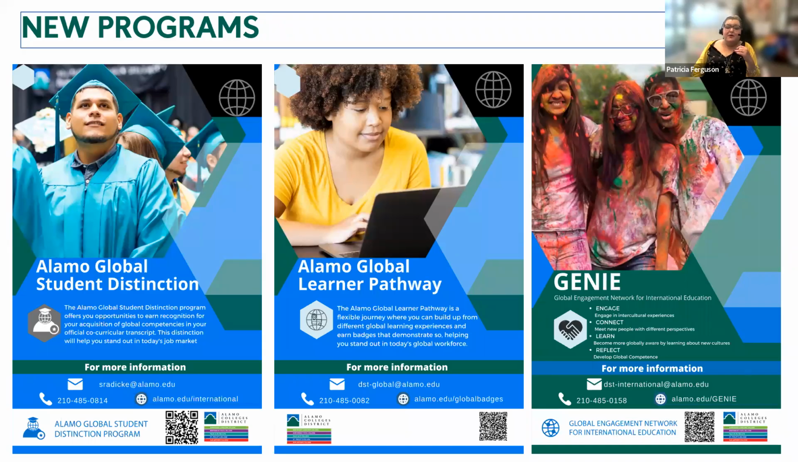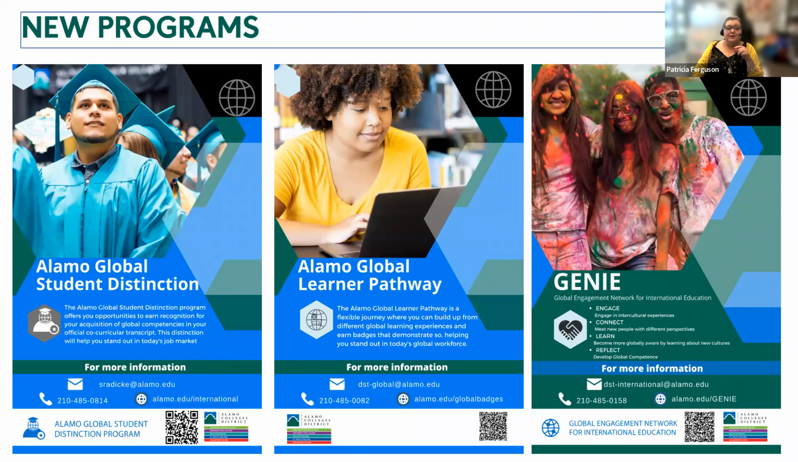So the new programs that we developed, as we were talking about, are focused on that global citizenship. The Alamo Global Student Distinction: they get a medal at graduation, and there are 3 levels. There's citizen, diplomat, and ambassador, and they get miles for participating in sponsored programs from our Office of International Students.